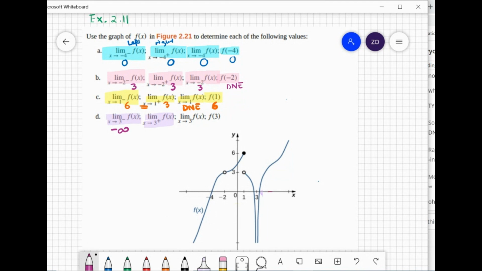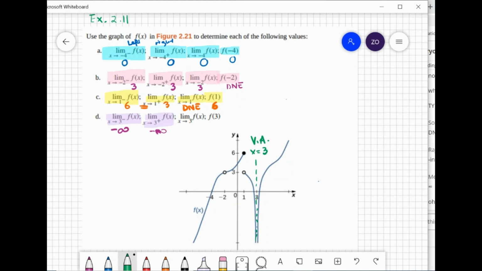So as you approach 3 from the right side, what is the limit? On the right side of 3, as the x values get closer to 3, the y values go to -infinity. Agree? As the x values get closer to 3, you can see that the graph goes down, and we can say that there is a vertical asymptote at x equals 3.